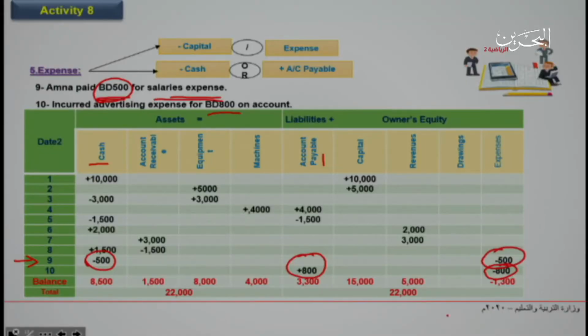Finally, as I know, I should find the balance for all accounts and make the total so that our equation is balanced.